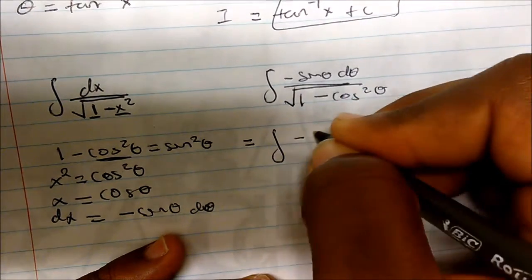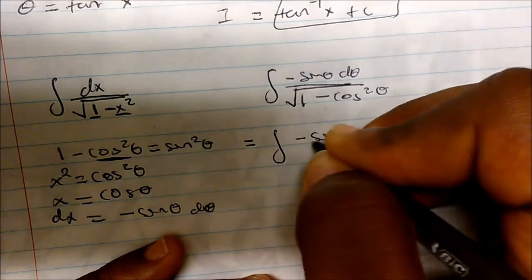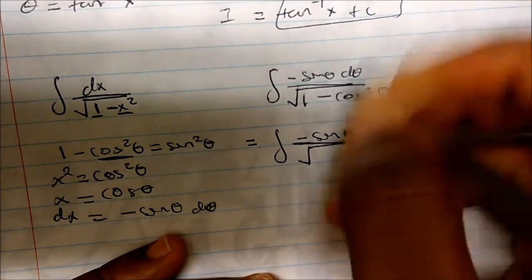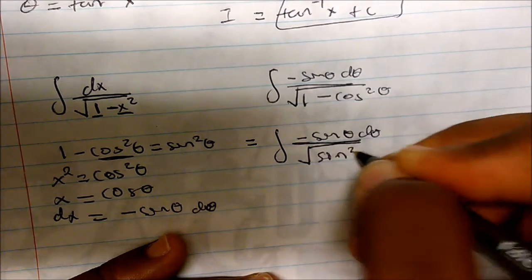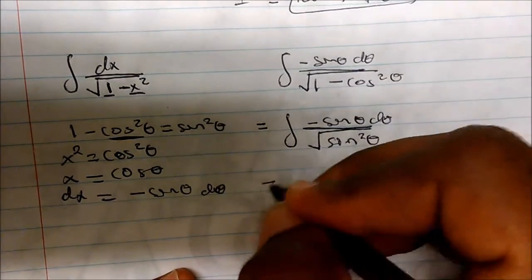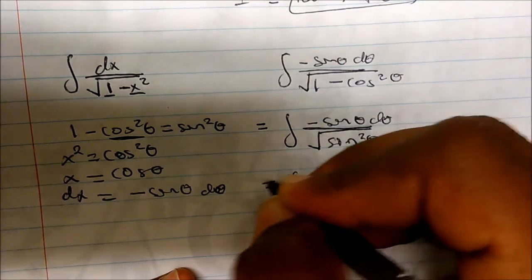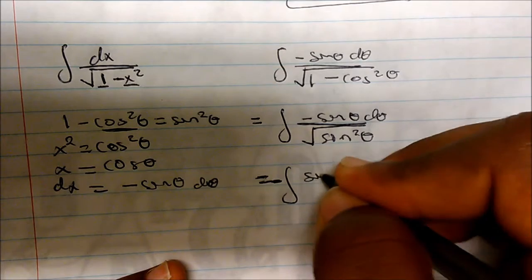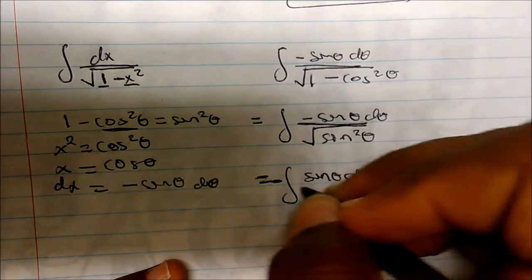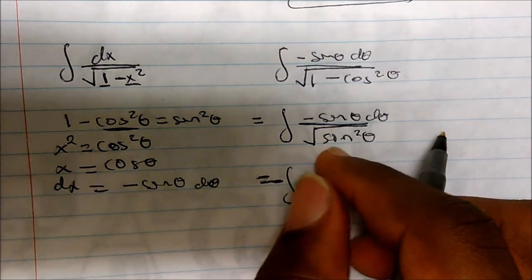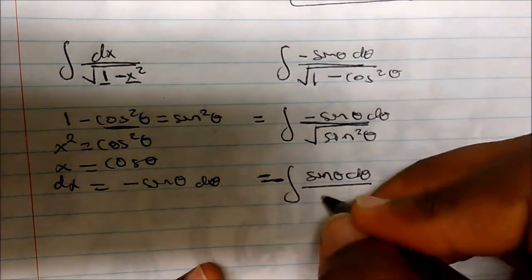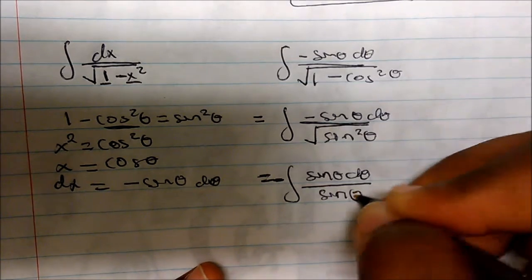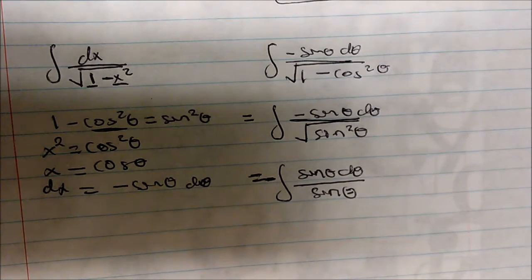So we said this is equal to negative sine of theta d theta divided by the square root of, well, 1 minus cosine squared of theta, that happens to be sine squared of theta. Notice that I'm going to just factor out my negative here. So this becomes negative times the integral of sine of theta d theta divided by, well, what's sine squared raised to the 1/2 power? If I multiply those exponents, that will give me 1. So therefore, this is just sine of theta. Another way of saying that is that the square root of sine squared of theta is just sine of theta.